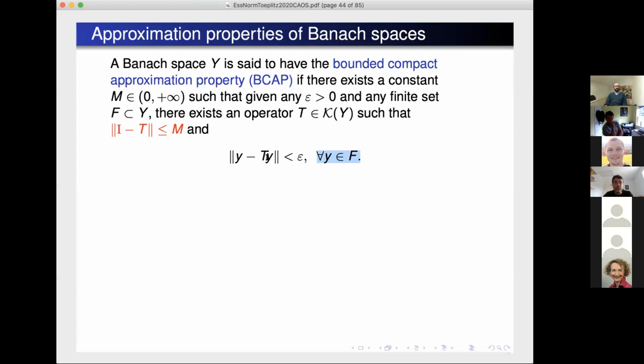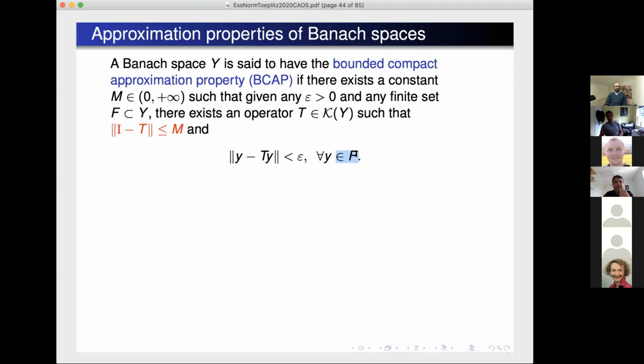There is always a projection onto this finite dimensional subspace. And you can take T to be that projection. Then this left-hand side is simply zero. Okay, you can make it as small as you like. But you don't have control over the norm of this projection. So as F increases, you take more and more points in your F, the dimension of the subspace increases and you lose control of the norm of your operator.